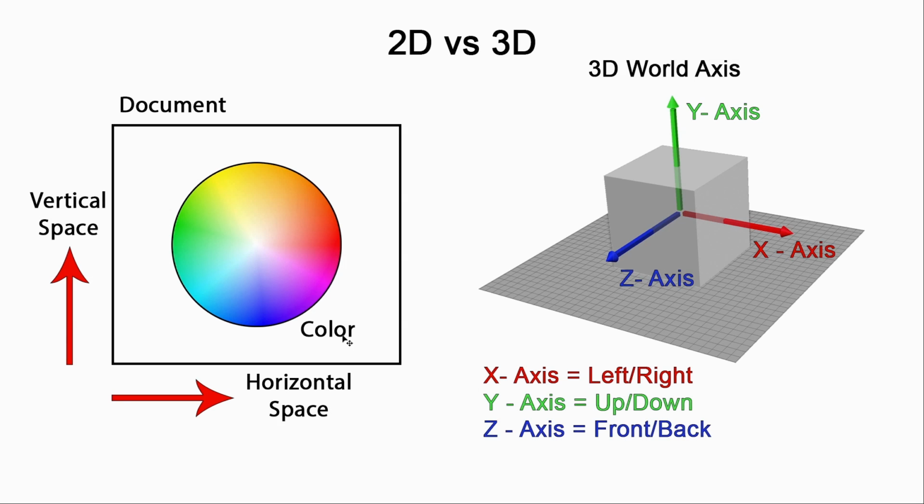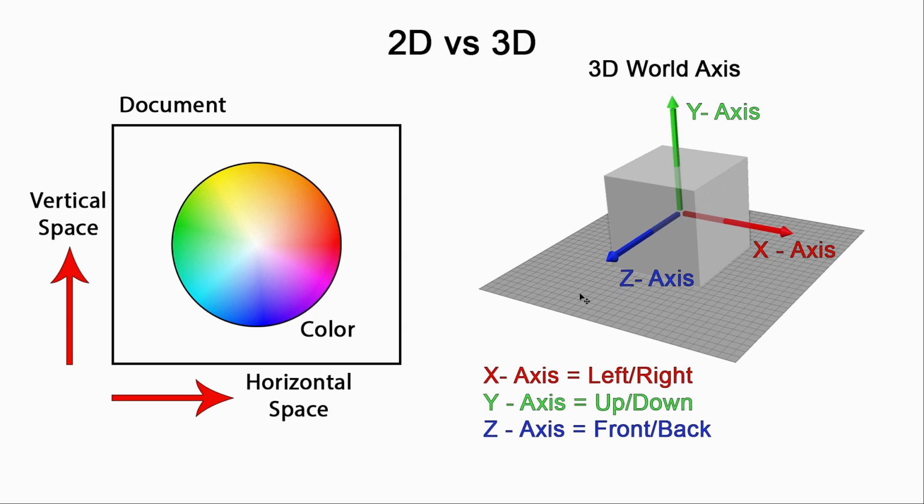So in the 2D space, we have our vertical and we have our horizontal space. But in the 3D world, we have three axis points. We've got an X, a Y, and a Z. So our X is always the left, right of our world. The Y is always the up, down, and the Z is always our front, back.